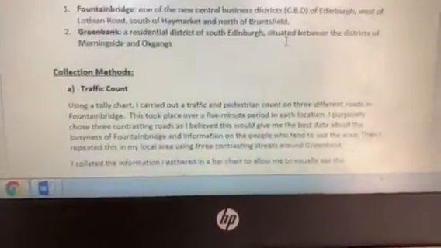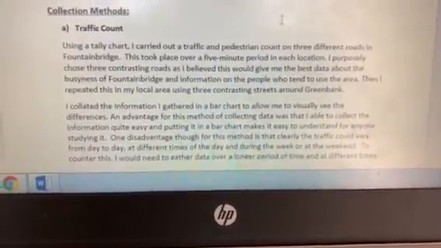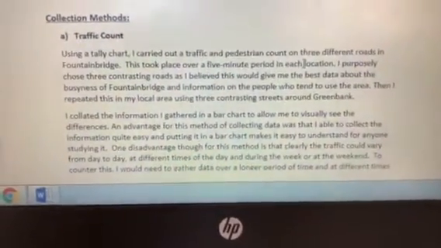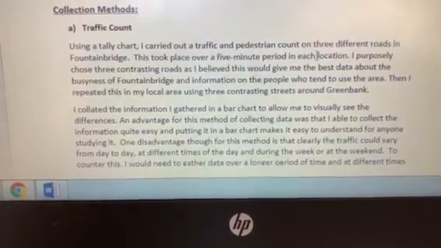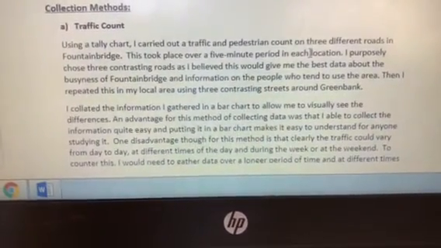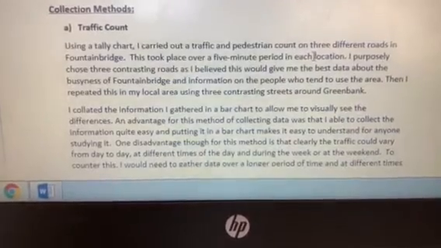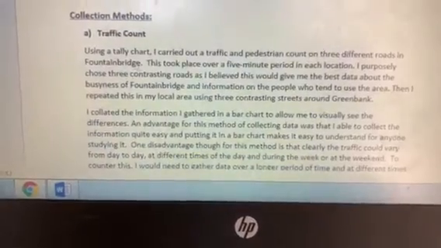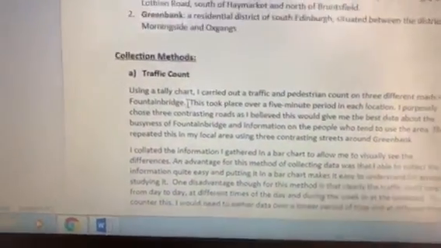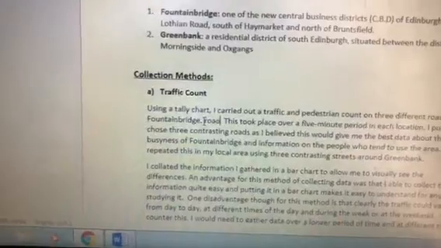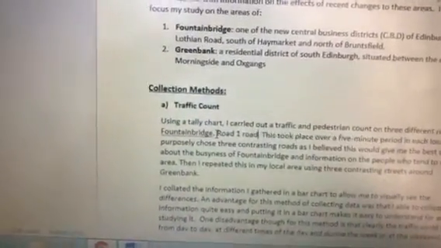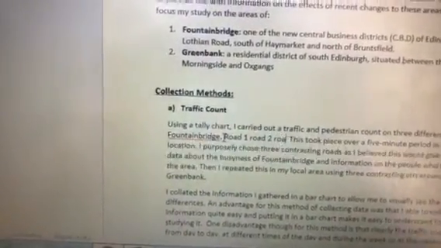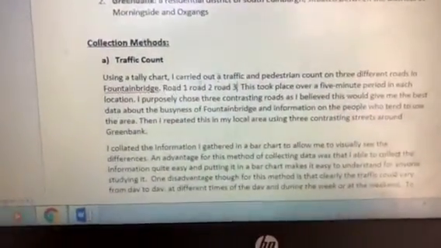Okay, so here's someone from last year. Using a tally chart, I carried out a traffic and pedestrian count. So they've joined 2 and 1, but I prefer if you could just do a traffic count and a pedestrian count separately on 3 different roads in Fountain Bridge. Now, notice how this person has maybe forgotten to write the different road names. I prefer if you could write what road 1 is, what road 2 is, and what road 3 is. So you're giving the reader information about each of the 3 separate locations.